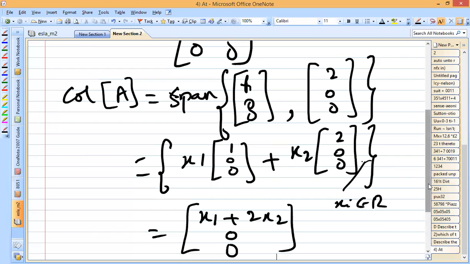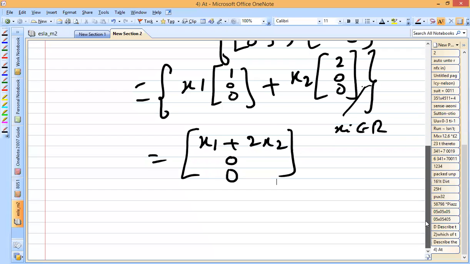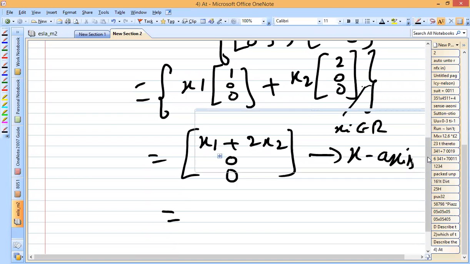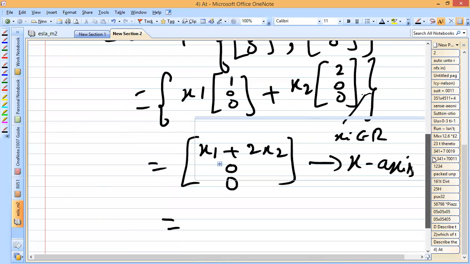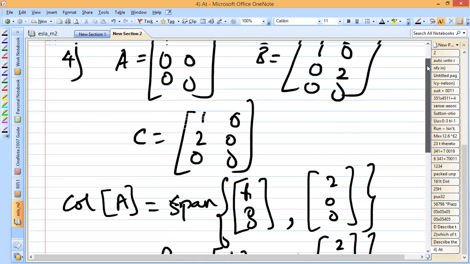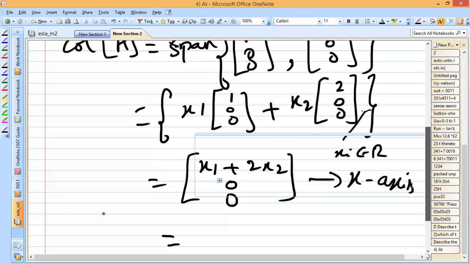So here you can say that it is defining what? It is defining, so first row let's stay there. What is the meaning? It is defining the x-axis. So the column space of matrix A is defining the x-axis. Okay. Then similarly take the matrix B.